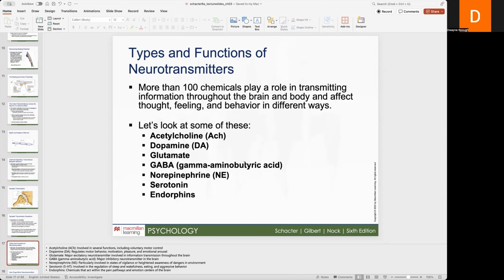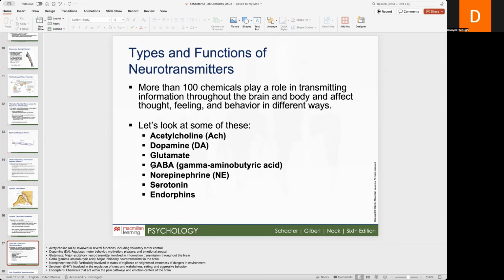There's more than 100 chemicals that play a role in transmitting information throughout our brain and body that ultimately affect our thoughts, feelings, and behavior in different ways. Some of these include acetylcholine, which is involved in several functions, including motor control. We have dopamine, which regulates your motor behavior and your motivation, pleasure, emotional arousal. Glutamate is a major excitatory neurotransmitter involved in the transmission of information throughout our brains.